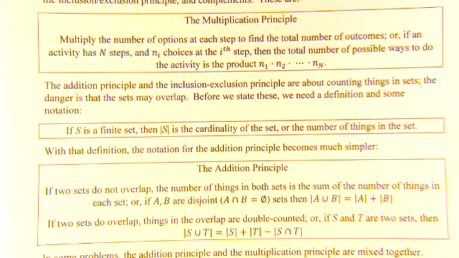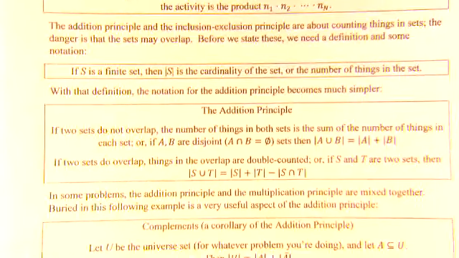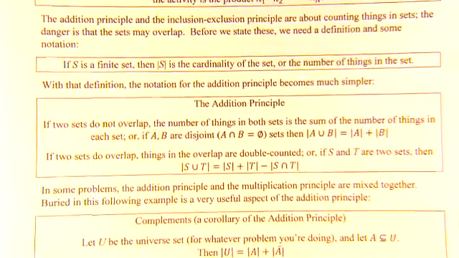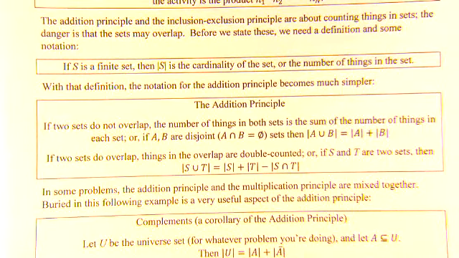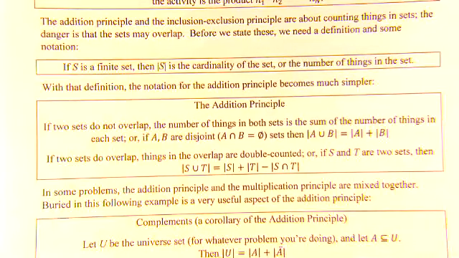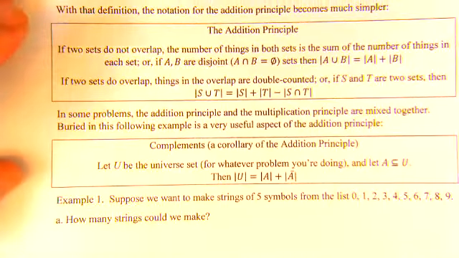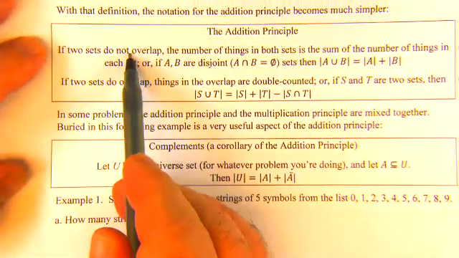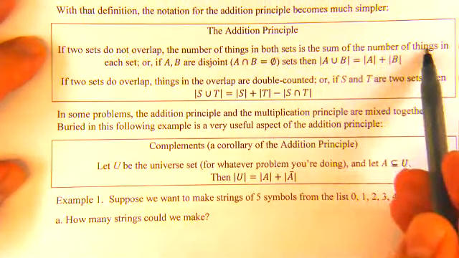The addition principle, the inclusion exclusion principle, and the complement principle all come off the same idea. But they're about counting things in sets, and we just have to be careful about sets overlapping. So a definition and some notation: if S is a finite set, absolute value bars around S is the cardinality, or the number of things in the set. And so the addition principle is this: if 2 sets don't overlap, the number of things in both sets is the sum of the number of things in each set.